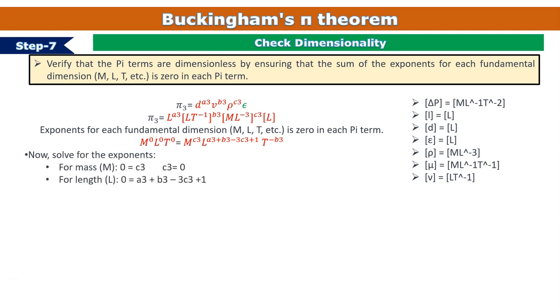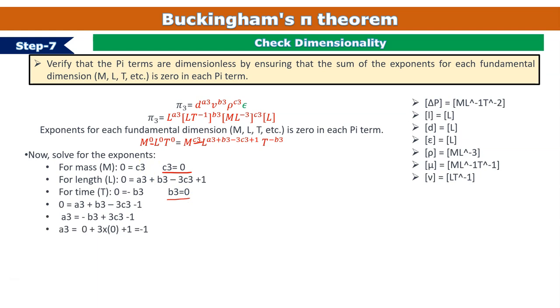So for mass, the left hand side is 0, and on the right is c3, so c3 is 0. Now again for length, the left hand side is 0, and on the right is the total exponent of L, a3 plus b3 minus 3c3 plus 1. And for time, 0 equals minus b3, so b3 is 0. Now if we plug c3 and b3 into the length equation, that will give a3 is equal to minus 1. So the exponents are a3 equal to minus 1, b3 0, c3 0.